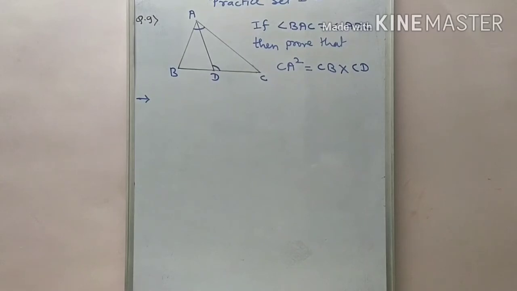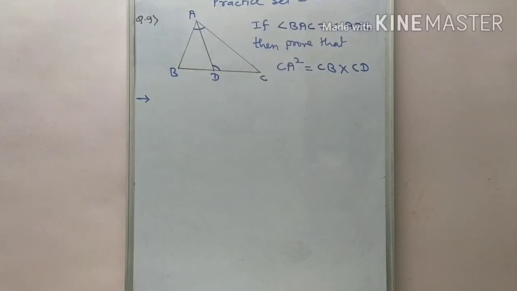Okay students, so here we have that 9th example. In the figure, in given triangle ABC, point D is on side BC and we join this AD such that we are given angle BAC equal to what? Angle ADC. The measure of angle BAC and the measure of angle ADC is the same, then prove that CA square equal to what? CB into CD.